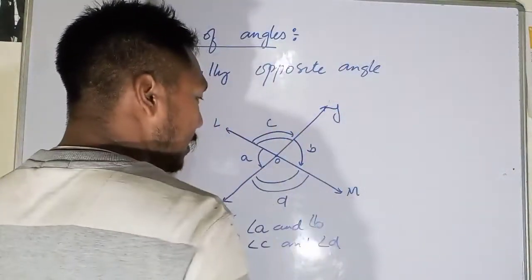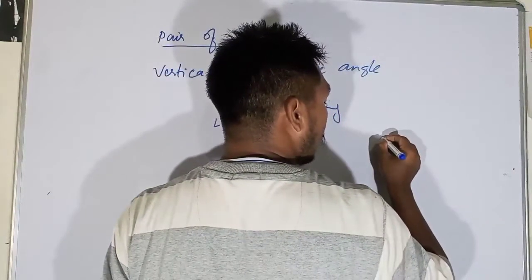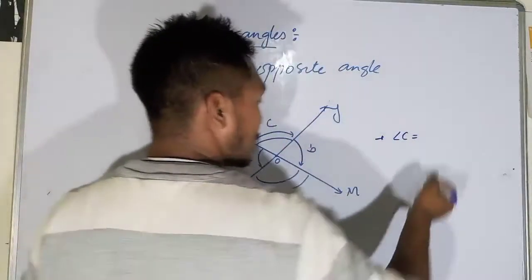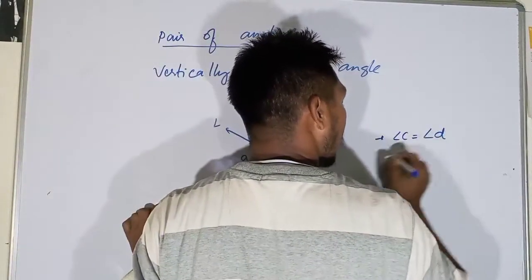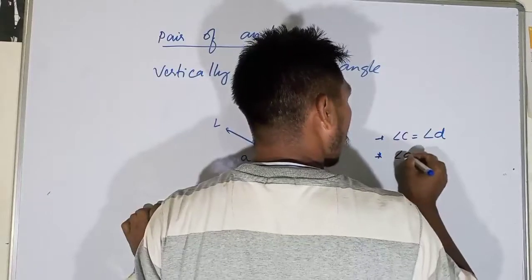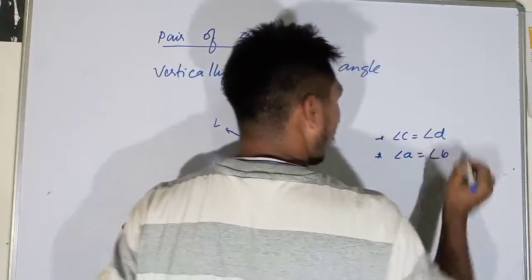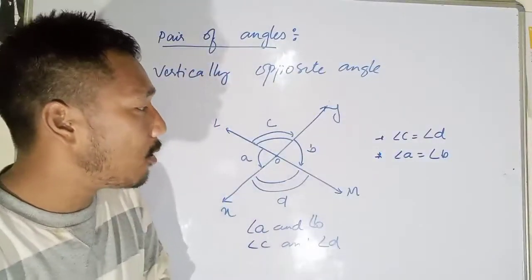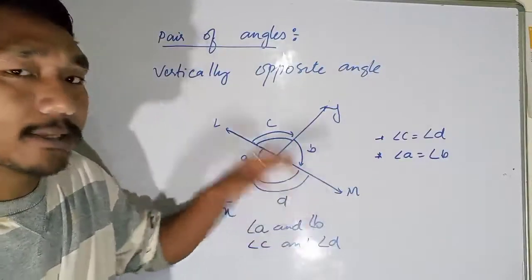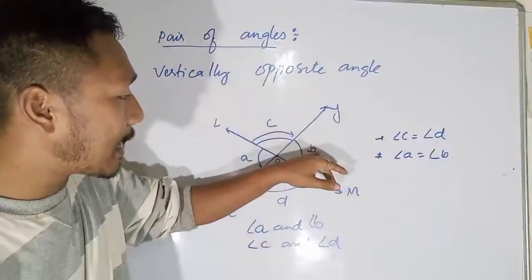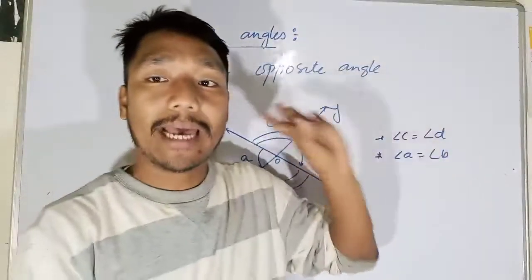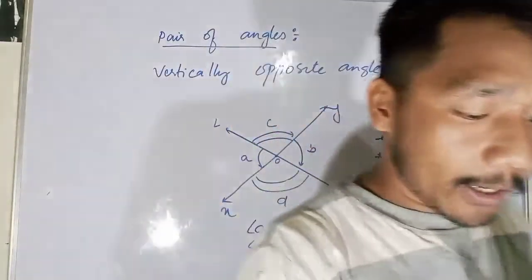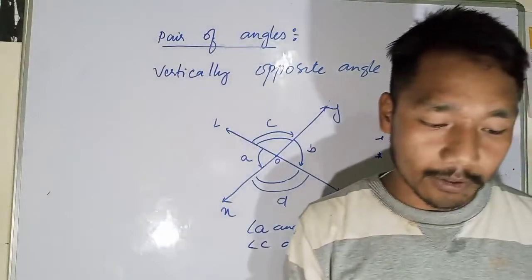Another important property is that vertically opposite angles are always equal to each other. Angle C will always be equal to angle D, and angle A will always be equal to angle B. Remember this one, this is the most important point. These two pairs of vertically opposite angles are always equal to each other.